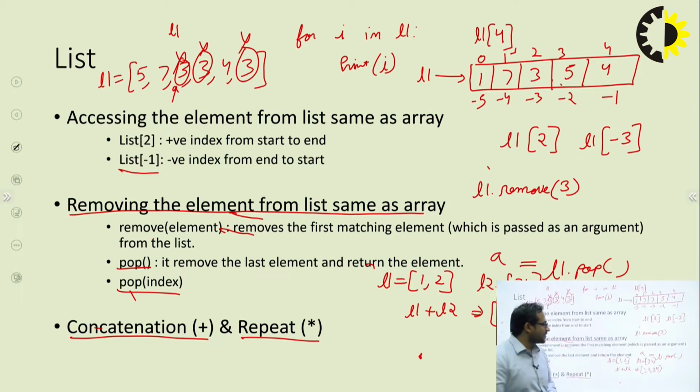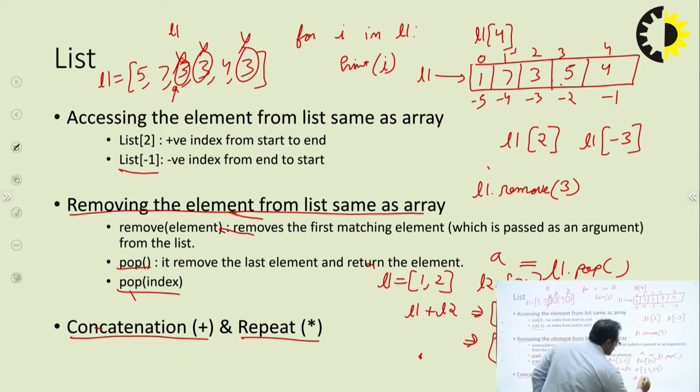Got it? By using the plus operator, it is concatenating the lists, not adding. It doesn't mean you write the answer like 1 plus 3 is 4 and 4 plus 2 is 6. If anybody writes this answer, it is wrong. It is not doing addition because L1 and L2 are objects. Plus is an operator used for adding two numbers, but on objects it is used to concatenate them. So when you concatenate L1 plus L2, the result is 1, 2, 3, 4.